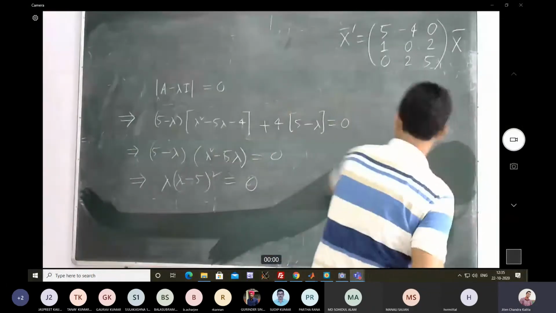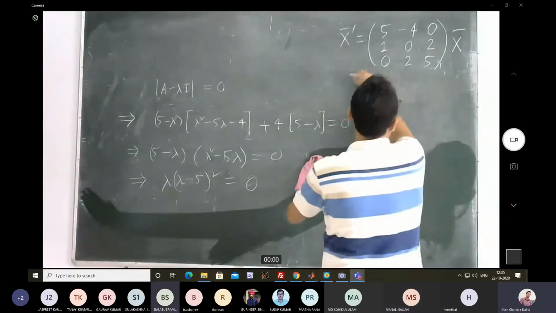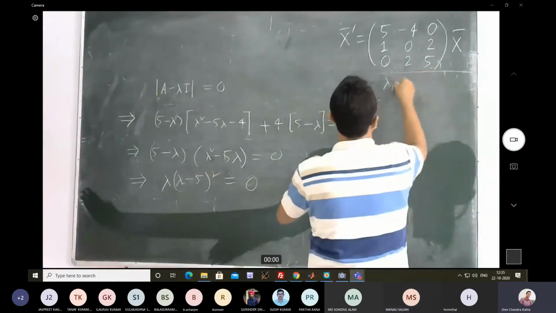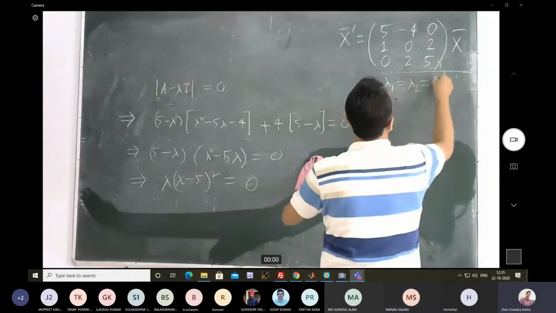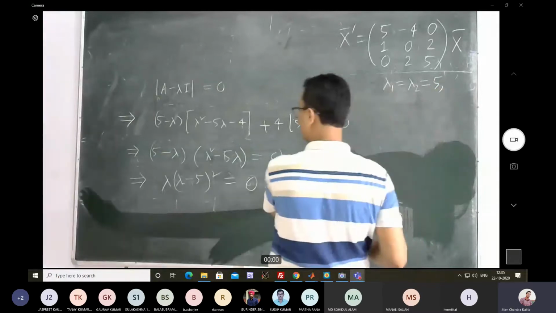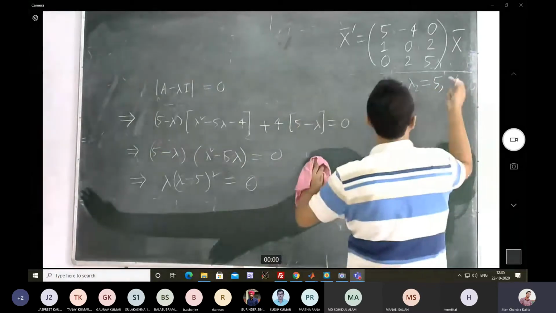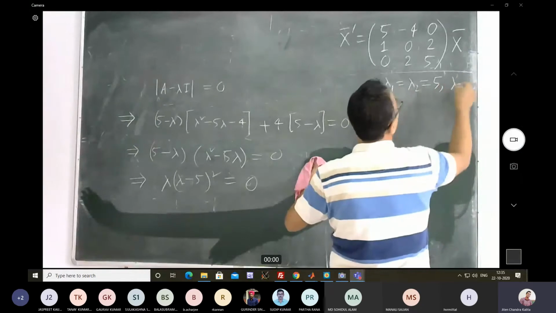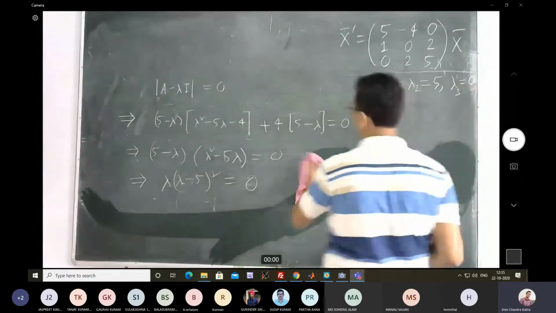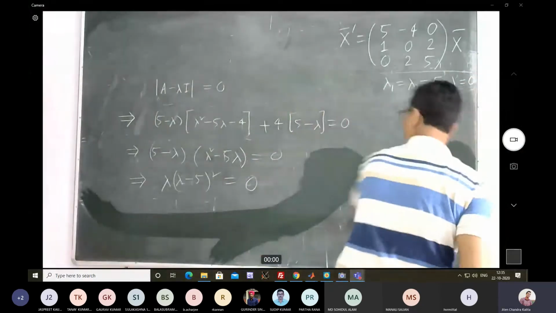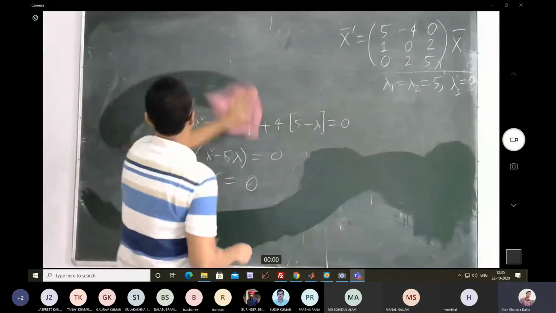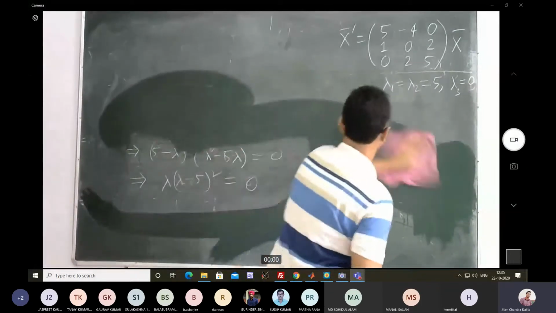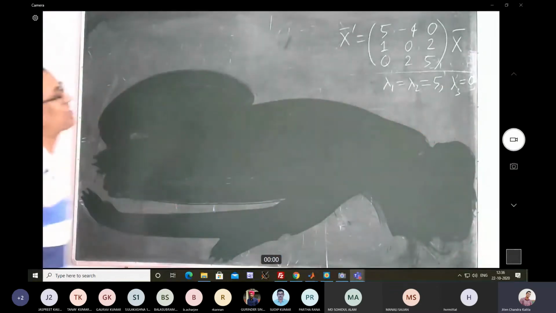Yes, sir. What I have got is lambda 1 equal to lambda 2 equal to, say, 5. Okay, and lambda 3 equal to 0, maybe it is up to you. Okay, fine. This information is good enough, right? So now let me start with lambda 3 equal to 0.